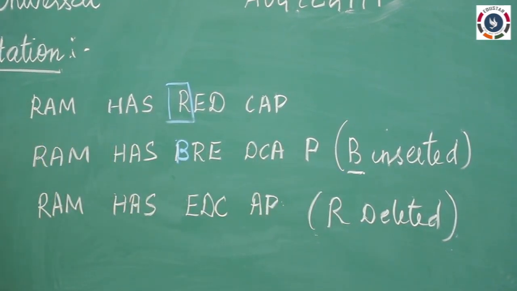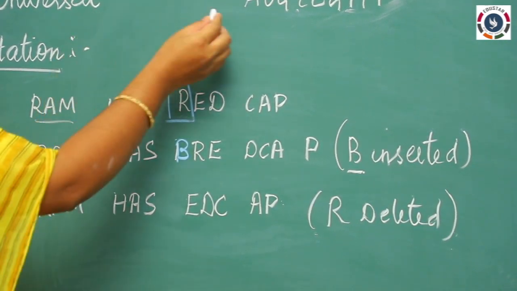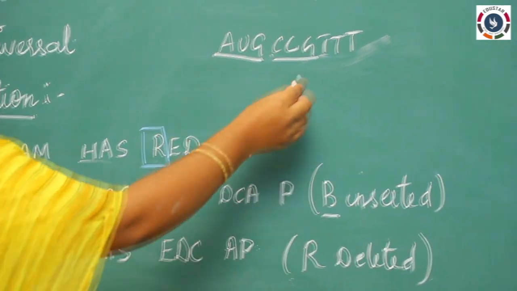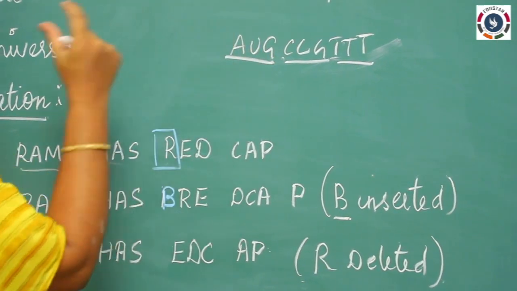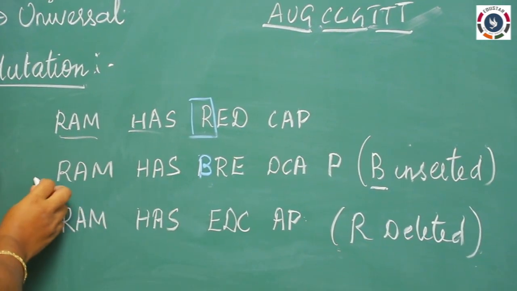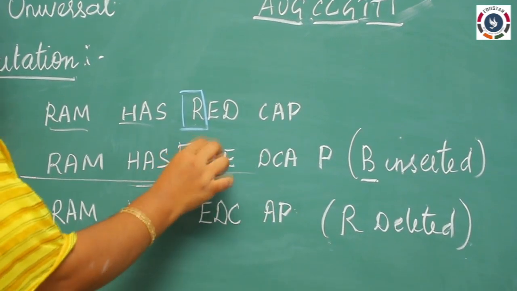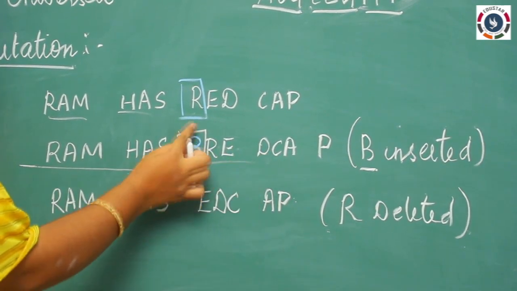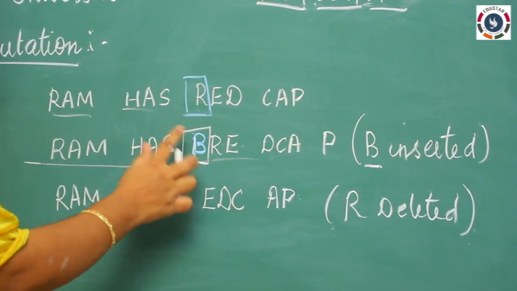We know that codons will always be of 3 nucleotides. We have to read it like this only. AUG is coding for one amino acid, CGG is coding for another amino acid, TTT for another amino acid. So it has to contain only 3 nucleotides. So if B is inserted, and the DNA polymerase is reading it, it will read it wrong, right? Because of the insertion of B, Ram has red has moved outside because one more B is inserted. So the complete frame, the sentence itself, is changing here, right?